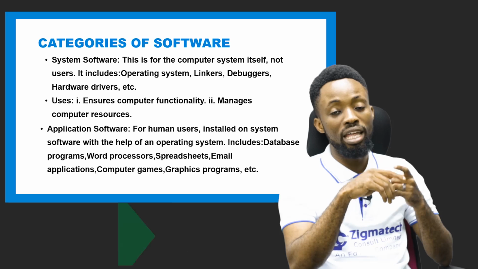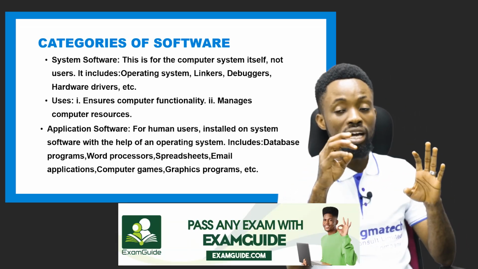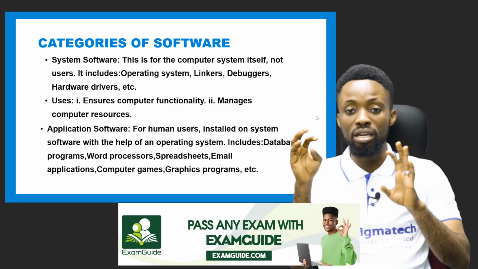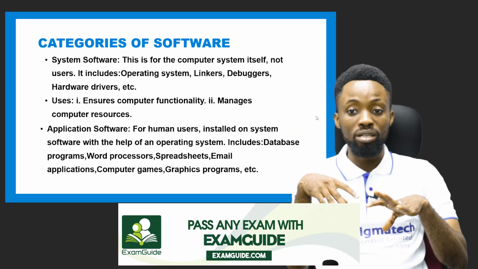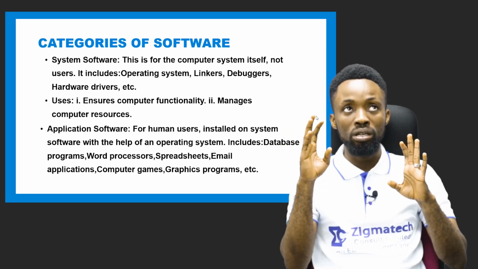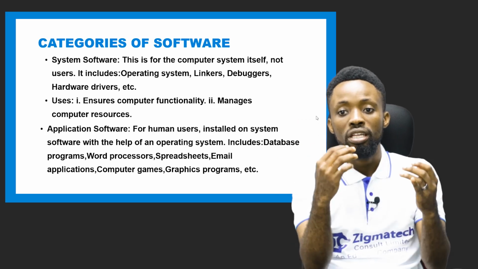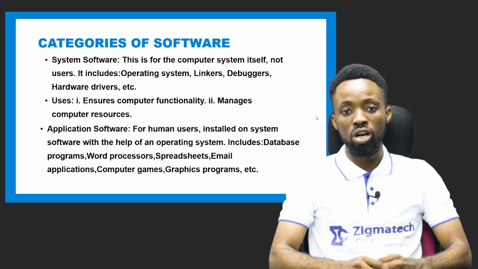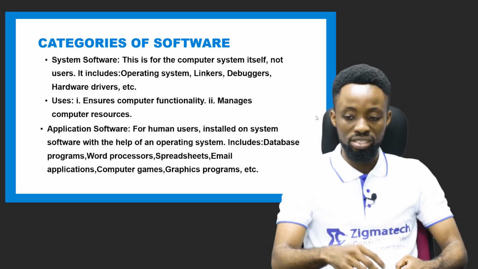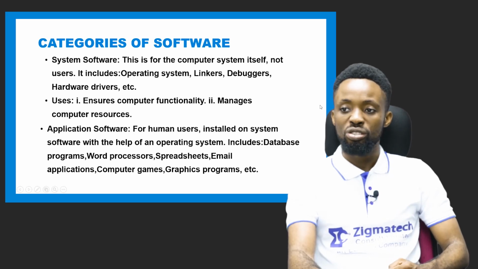Examples include things like Microsoft Word, Microsoft Excel, Arc Sheets, Photoshop, CorelDRAW, computer games that we have around, Gmail, Yahoo Mail, and the rest. All of these things are application software, and they are installed in the computer with the help of the operating system. So these are the two categories of system software.